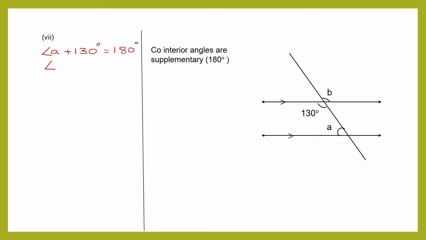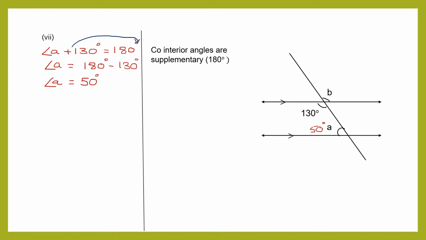So let's find out angle A. I will leave 180 degrees on the right hand side and I will now move plus 130 to the right hand side. So this becomes minus 130 degrees. So how much is angle A? 180 minus 130 is 50 degrees. So we found A to be 50 degrees.